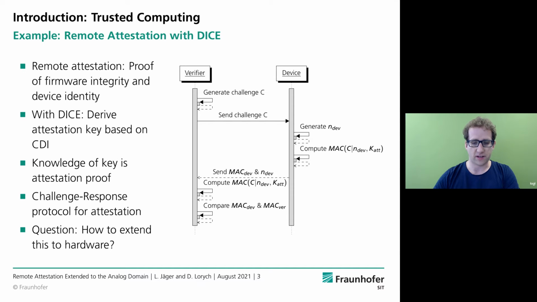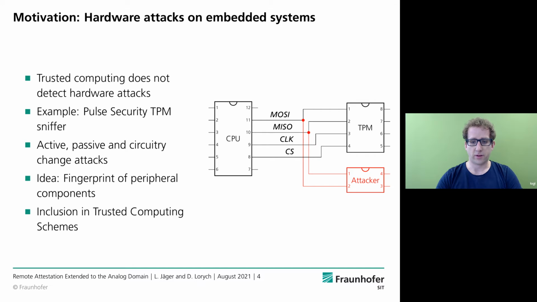The question of my research is now, how can we extend this to hardware? Obviously, this only extends to software, but hardware is increasingly becoming a target of attacks, and therefore we ask ourselves, how can we extend this to hardware? The motivation behind this question is a number of rather simple attacks to hardware that can break incredibly complex trusted computing schemes. For example, a security firm called Pulse Security extracted hard drive encryption keys from a TPM by merely performing the attack you can see in the image here, attaching an attacker board to the communication lines between a TPM and the CPU and just sniffing the keys.